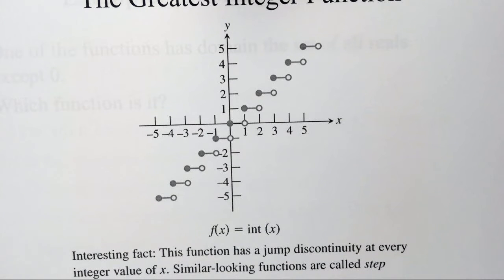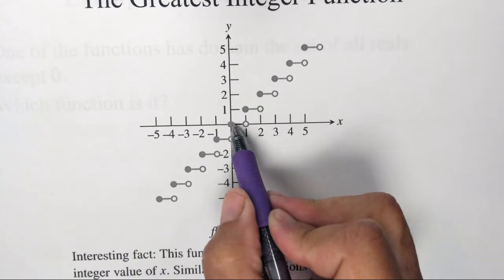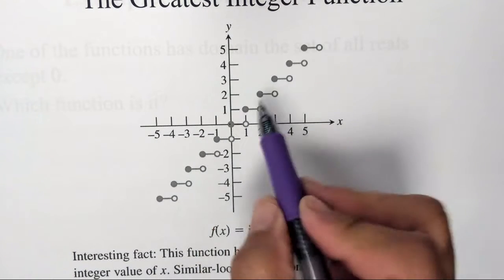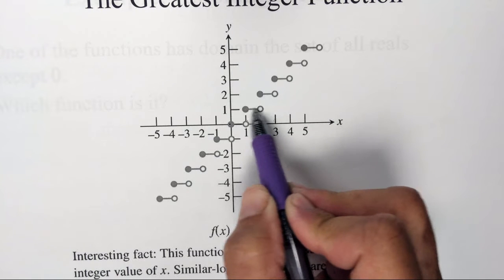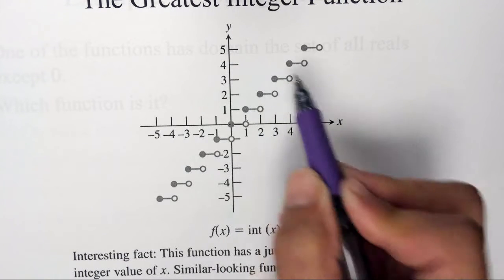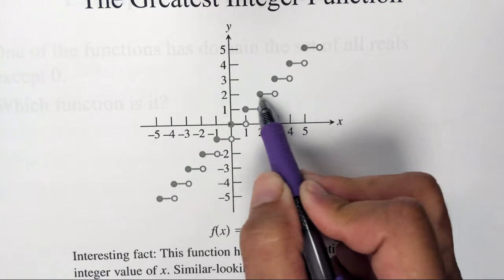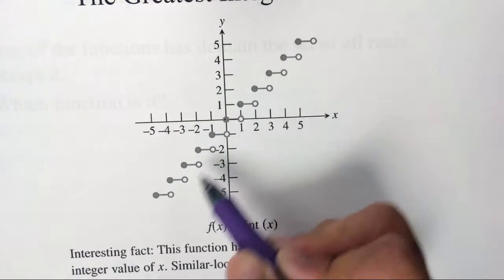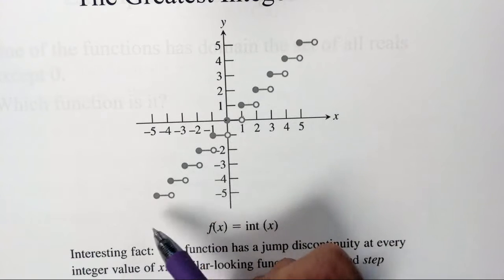All the greatest integer function does is round everything down to an integer. So if I am between 0 and 1, it's going to be 0. If I am anywhere between 1 and 2, it's going to be 1. Anywhere between 2 and 3 is going to be 2. It just rounds it down. So the only thing you have are your integers.